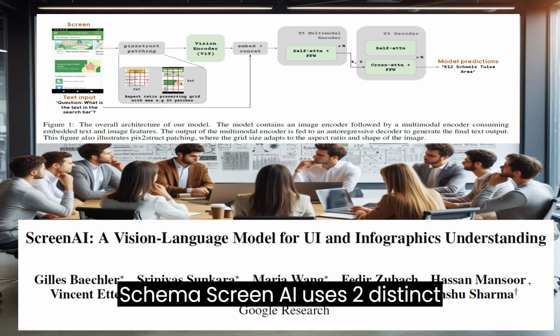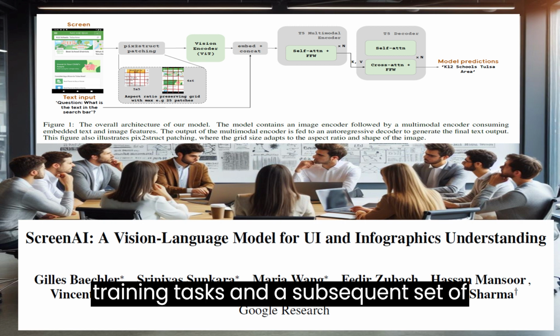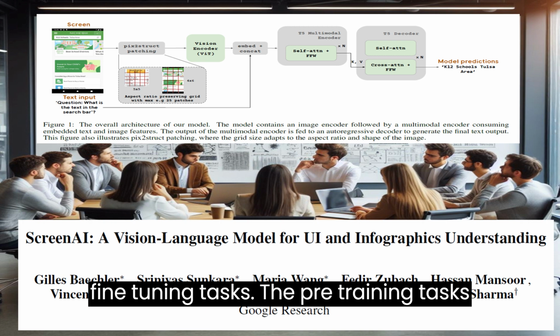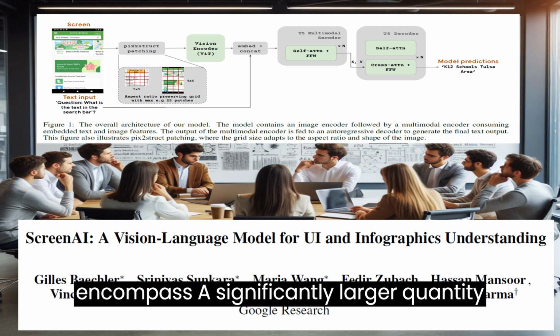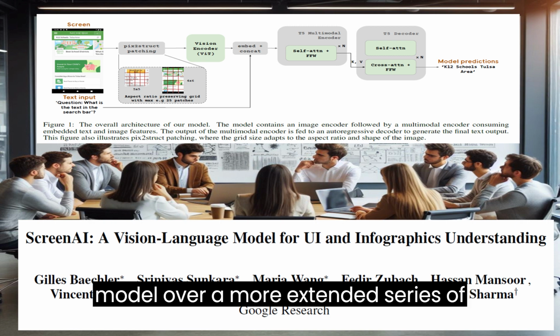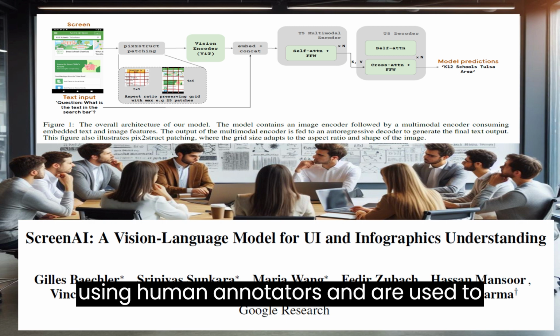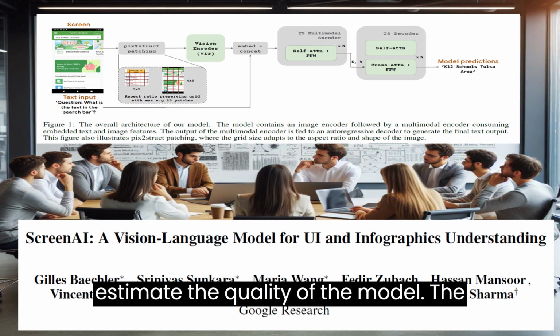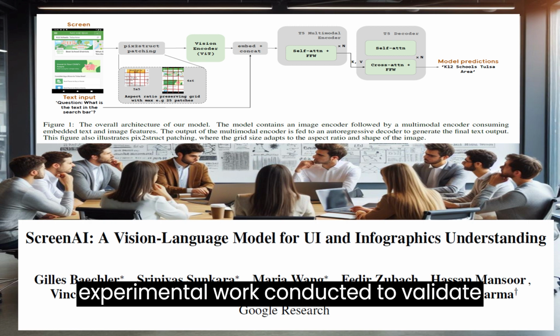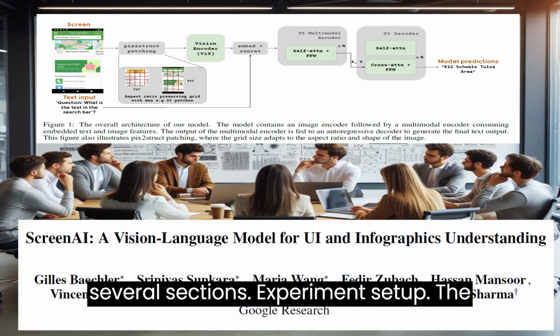ScreenAI uses 2 distinct sets of tasks, an initial series of pre-training tasks and a subsequent set of fine-tuning tasks. The pre-training tasks encompass a significantly larger quantity of samples and are used for training the model over a more extended series of steps. The fine-tuning tasks are labeled using human annotators and are used to estimate the quality of the model. The experimental work conducted to validate the methods in the paper is divided into several sections.